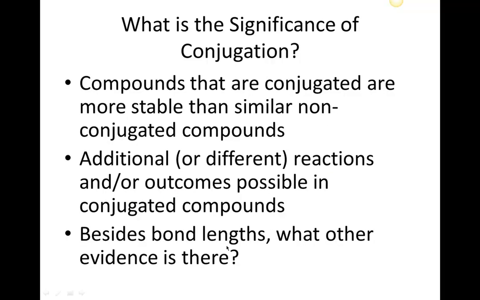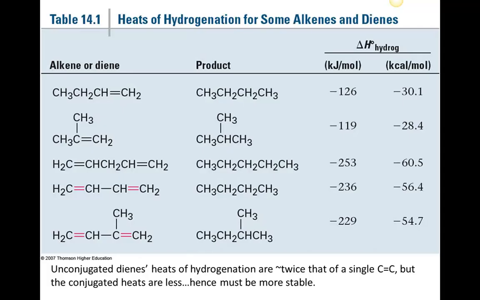Another thing is that we're going to ultimately see some other evidence, which is chemical, such as looking at heats of hydrogenation. When you do that, then you find out that these conjugated systems are more stable than similar systems which are not conjugated. And also we'll look at reactions of these conjugated systems, and we see some different or sometimes extra outcomes that you wouldn't see if the system is not conjugated. And so we want to see some examples of some of those things.